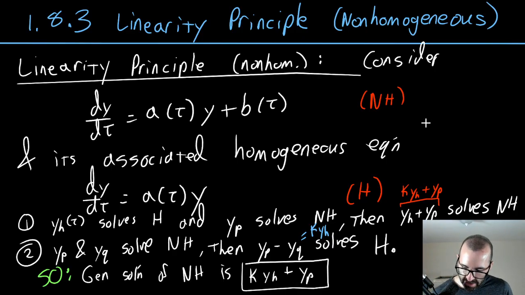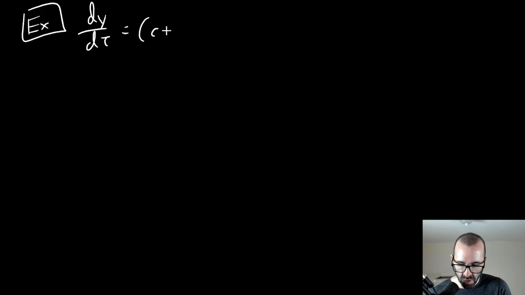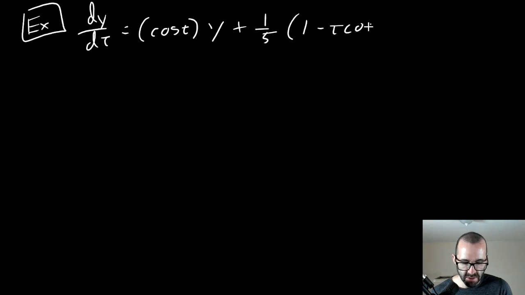So let us see that in action with an example. We'll save ourselves a little work. Hopefully this example looks a little familiar. dy/dt is equal to cosine of t times y plus 1/5 times 1 minus t cosine of t.